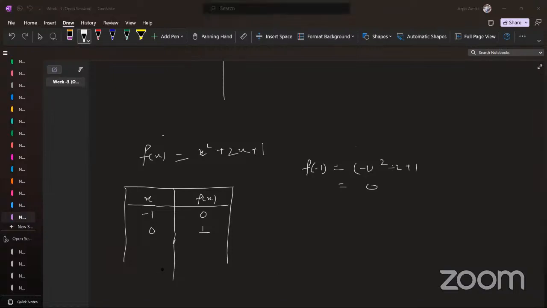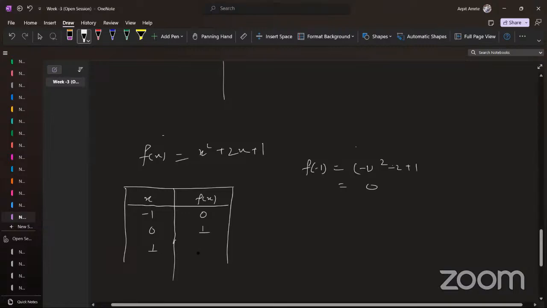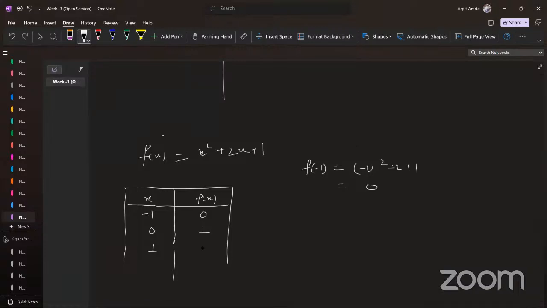Okay, now if you put x equals 1 here, what will you get? 4. 1 plus 2 is 3, and plus 1 is 4. So what are we collecting here? We are collecting like this, no?